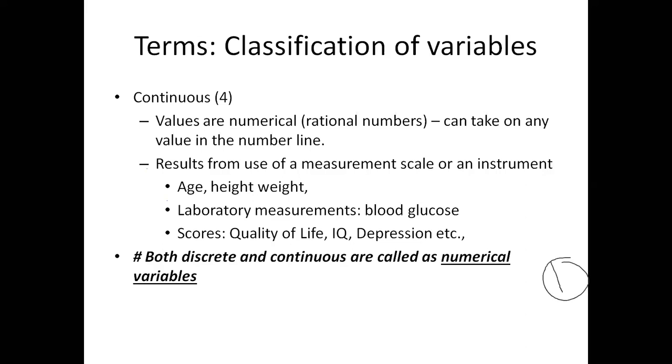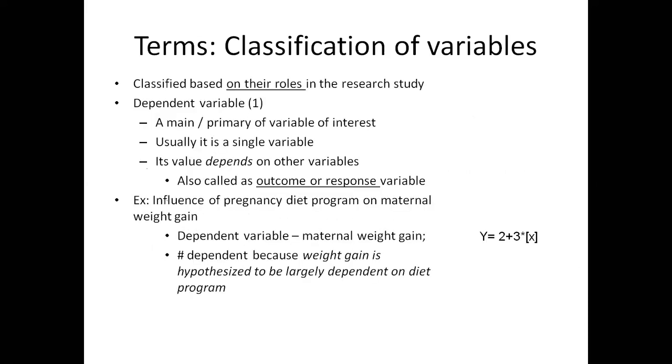In numerical variables, you look at the type of numbers that the variable can take. If it can take only whole numbers, you call it a discrete variable. On the other hand, if it can take any value within its range, then you would call that a continuous variable. Okay, right. So that's about the way in which we classify variables in a statistical framework.